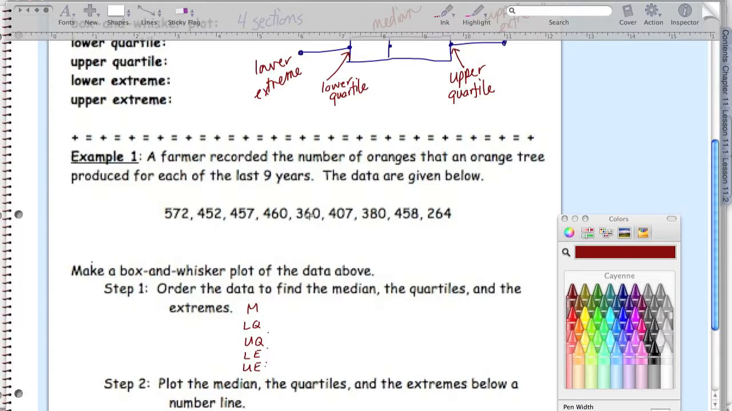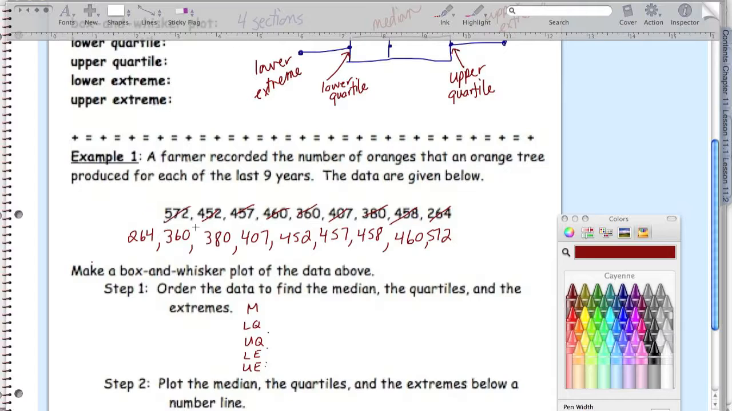So we can go through, it looks like 360 is the lowest. I'm going to cross it out so I know that I've used it. 380 seems to be next. And do you know what? As I did that, I noticed that I missed 264. That's actually the lowest. 264. Then I'm going to scan. I have 407, 452, 457, 458, 460, and 572.